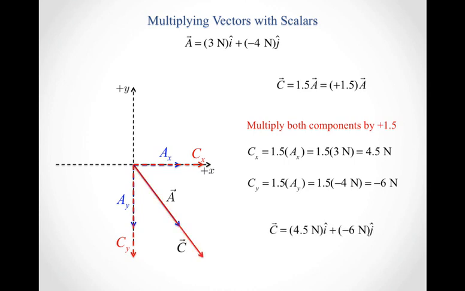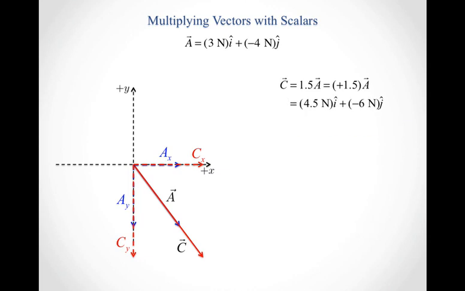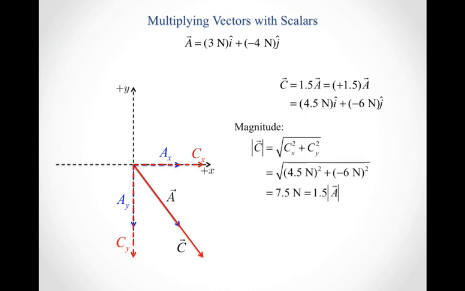So vector C is 4.5 newtons i hat plus negative 6 newtons j hat. Again, if I think about the magnitude and direction of vector C, if I Pythagorize to get the magnitude, 4.5 squared plus negative 6 squared, take the square root, I get 7.5 newtons, which is 1.5 times the magnitude of vector A. We said vector A was 5 newtons, and 7.5 happens to be 1.5 times 5.